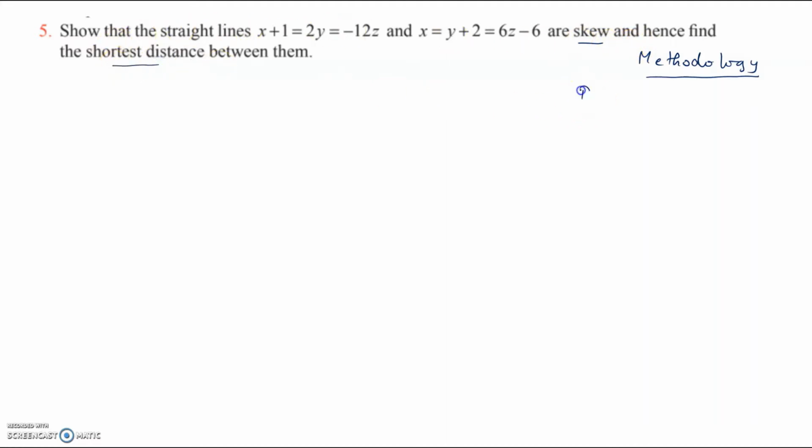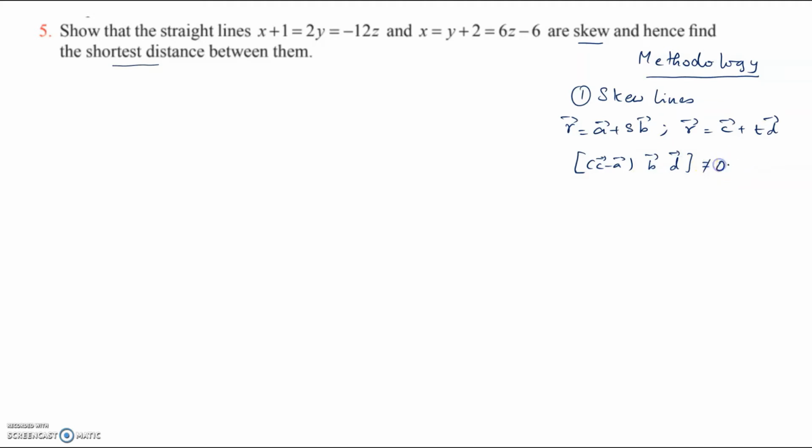So for the first factor, which is the skew lines, rewrite the equations in the parametric form a plus s b vector and c plus t d vector. Once you rewrite them, then if we show that the scalar triple product c minus a, b, d is not equal to 0, then it's a skew line. All right. So this is the condition.